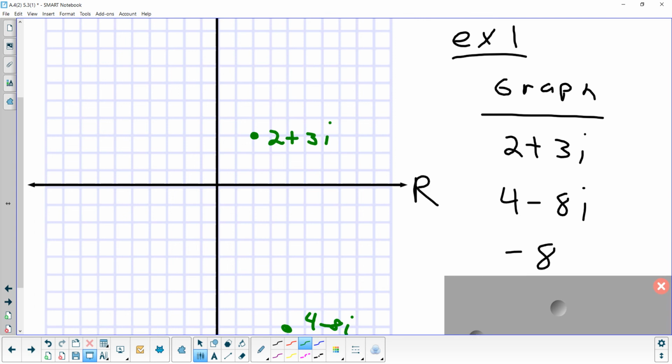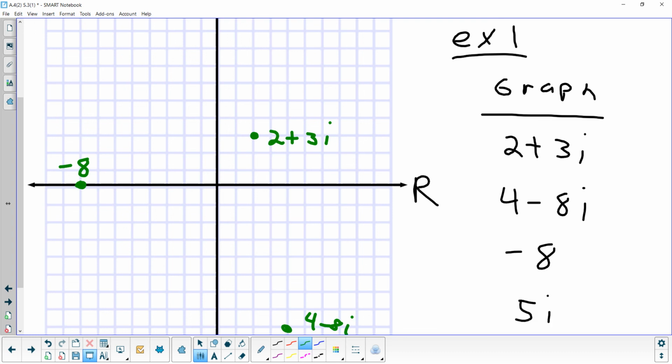How about negative 8? How would I graph that one? Would you be going left 8 on R and then not moving anywhere on I? Yeah. So we're just going to go left 8. Think of it as negative 8 plus 0i. There is no imaginary part. So that's right on the axis.